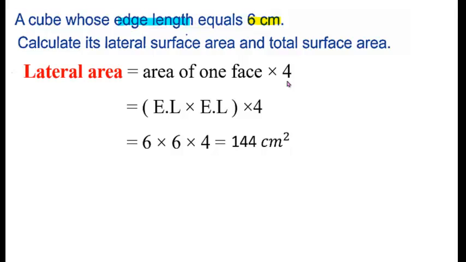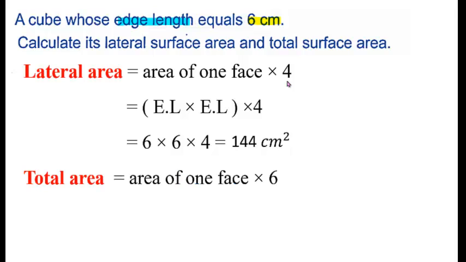And what about the total area? We said that total area means that I am having all the 6 faces together, the area of all the 6 faces. And since all the faces of the cube are in the form of a square, I'm going to make area of one face times 6. And we said that area of one face, which is area of the square, is equal to edge length times edge length, and then I'm going to multiply by 6 to find my total surface area.